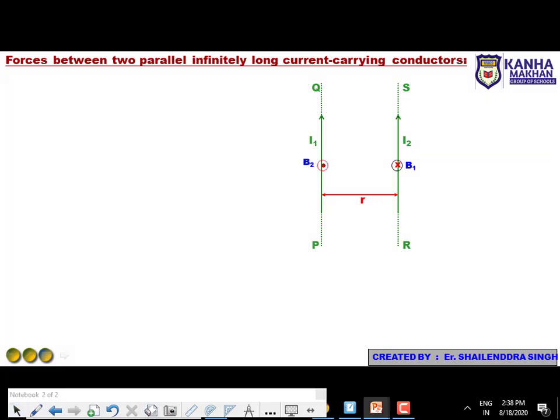Just see on the board. B2 is here, and with the help of Fleming's left hand rule, the force on the first wire is F12 and the force on the second wire is F21. Both must be directed towards each other, meaning the force will be attractive in nature.